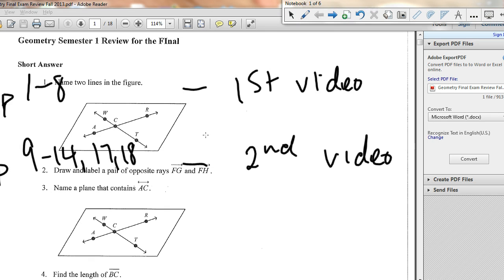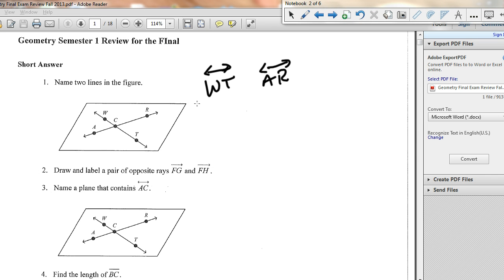Now, I'm not going to do every single question. I'm going to try to do a few of the most important ones. So if you still have some more questions, be sure to ask me in class. Draw two lines. Make sure that you name two lines. Make sure that when you name a line, you have the arrows on both ends of your symbol there. So WT and AR, just pick two letters that are on the same line. I could have done AC and WC and CT and whatnot. Just make sure it has the right symbol.